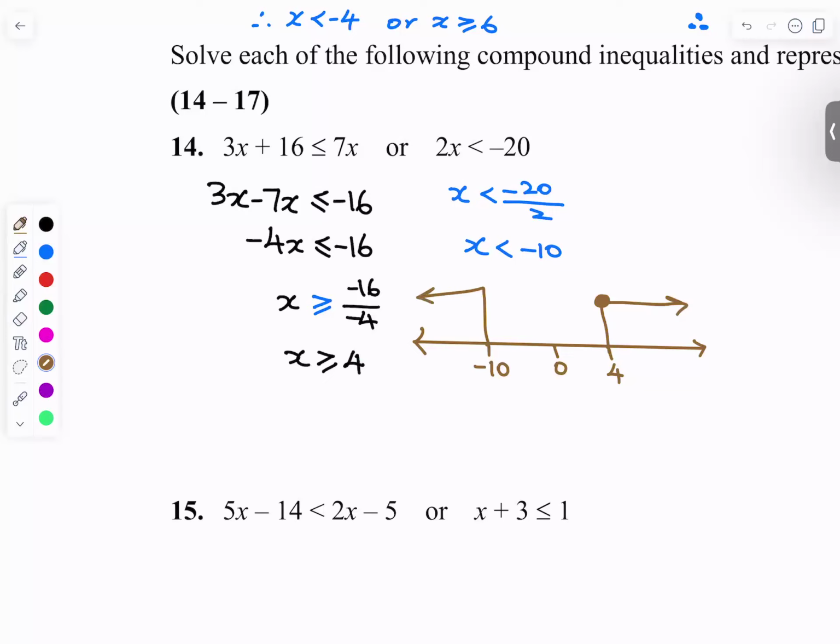X is less than -10. Where are the places there's at least one solution? Do I have at least one solution in the middle? Nope, so that won't be the answer. Do I have at least one solution here? So this could be the answer. Do I have at least one solution on this side? Also, yes.